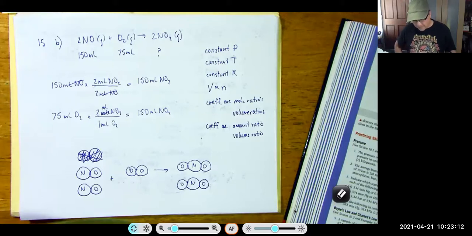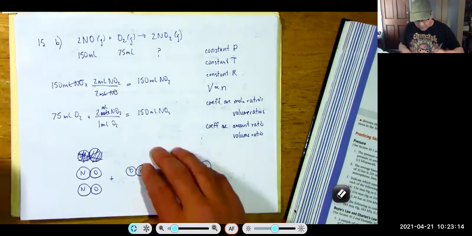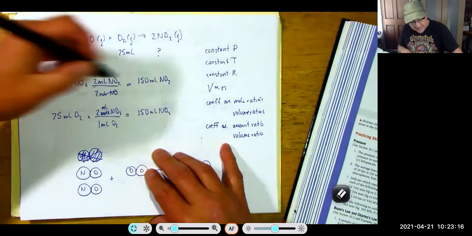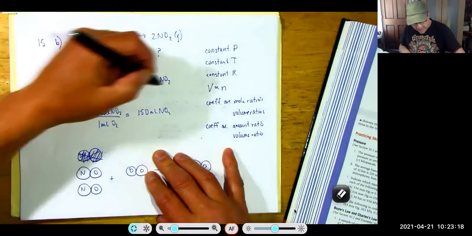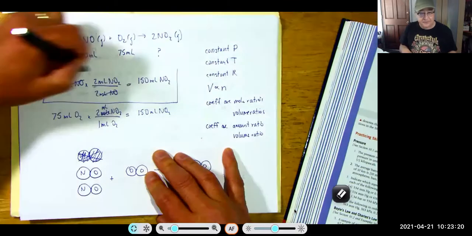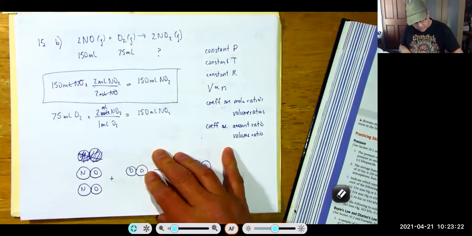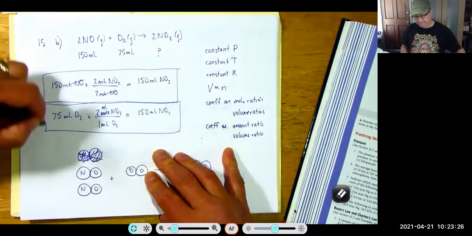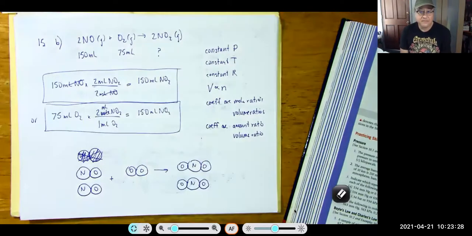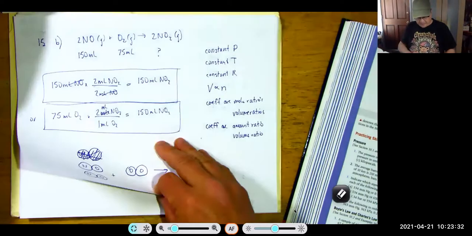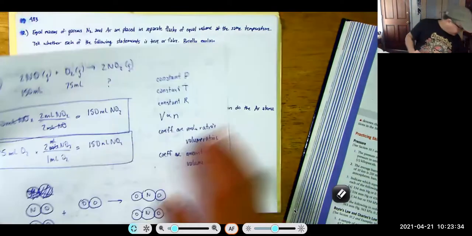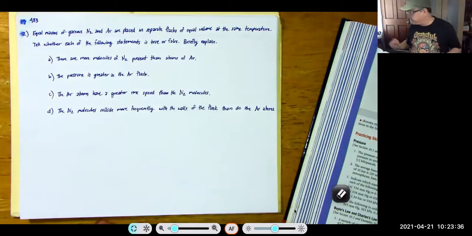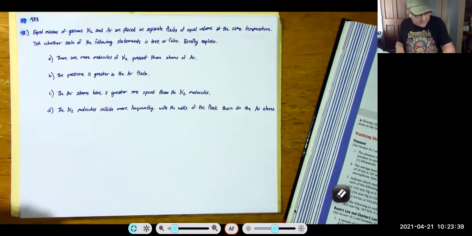Okay. So for 15B, I would expect to see that for your answer, or that for your answer. Okay. That being said, what would you like to do next?